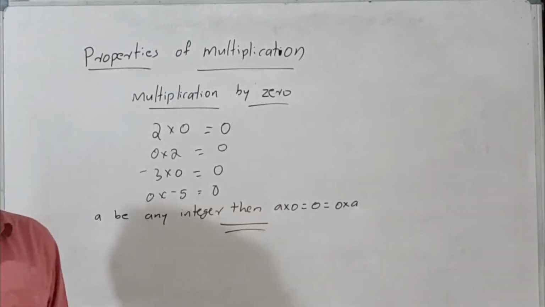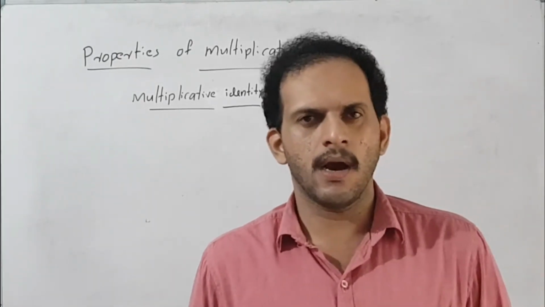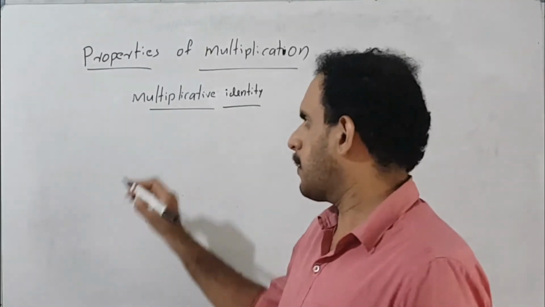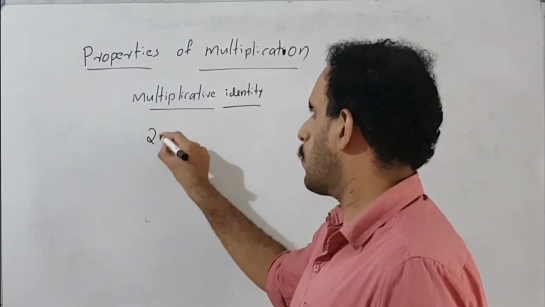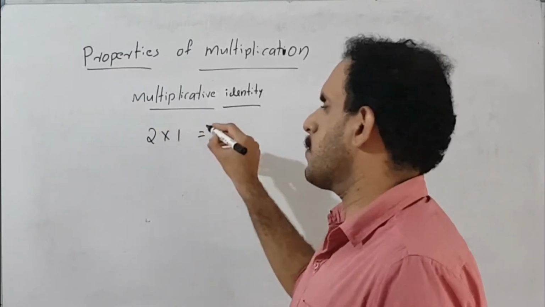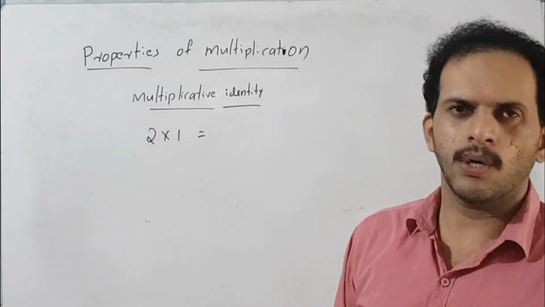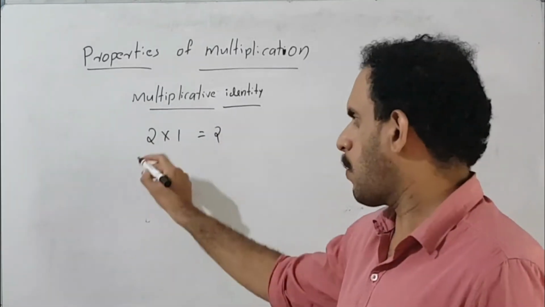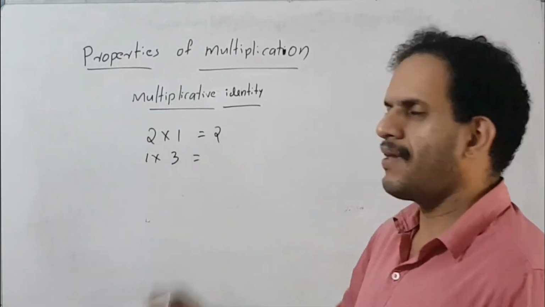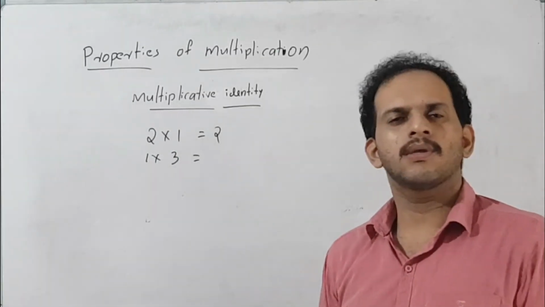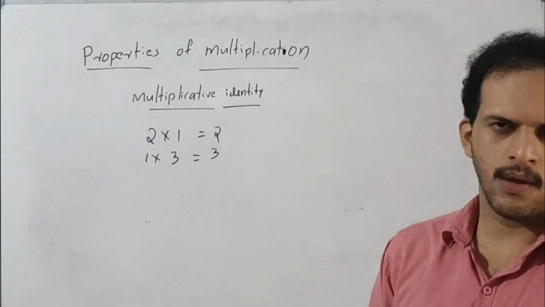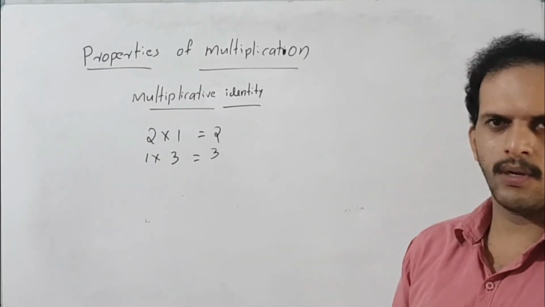Next we are discussing the idea of multiplicative identity. Here we multiply the integers 2 and 1. What is 2 into 1? 2 into 1 is equal to 2. Correct? Then what is the answer of 1 into 3? 1 into 3 is also 3. Correct? 1 into 3 is 3. 2 into 1 is 2. 1 into 3 is 3.